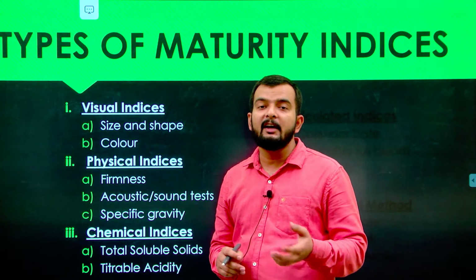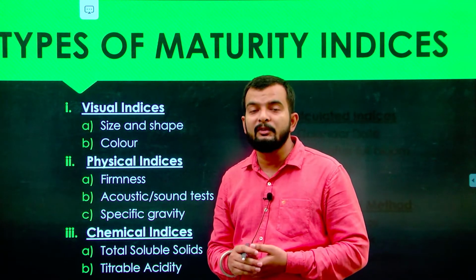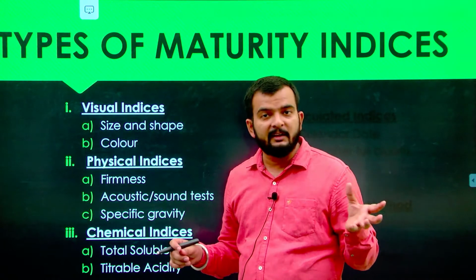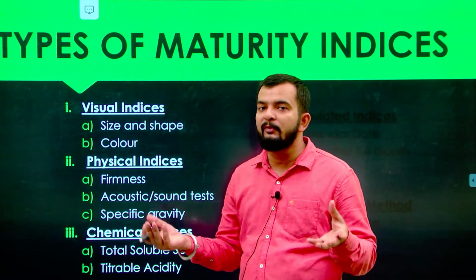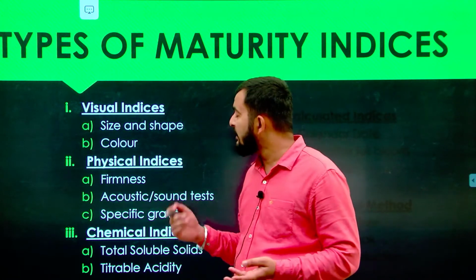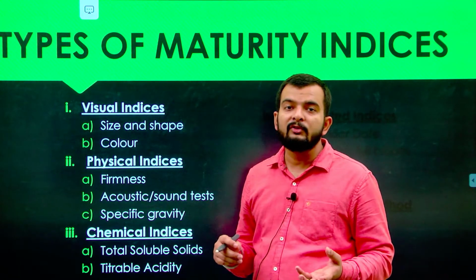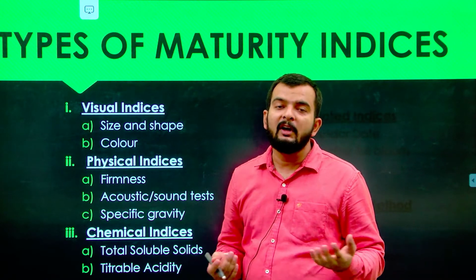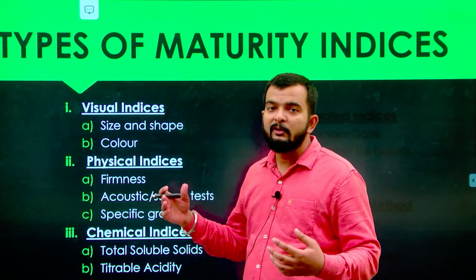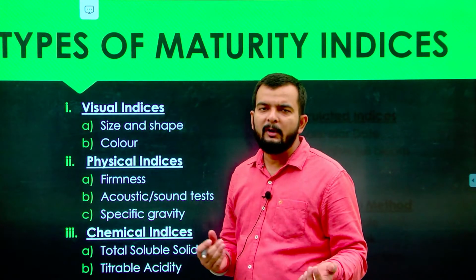Specific gravity is something you measure for the fruit to compare whether it is ripened or not. You can take an unripened fruit and a ripened fruit, measure the specific gravity for both of them, and then see if it has ripened or not. Based on different fruits and vegetables, you can set a standard for maturity.